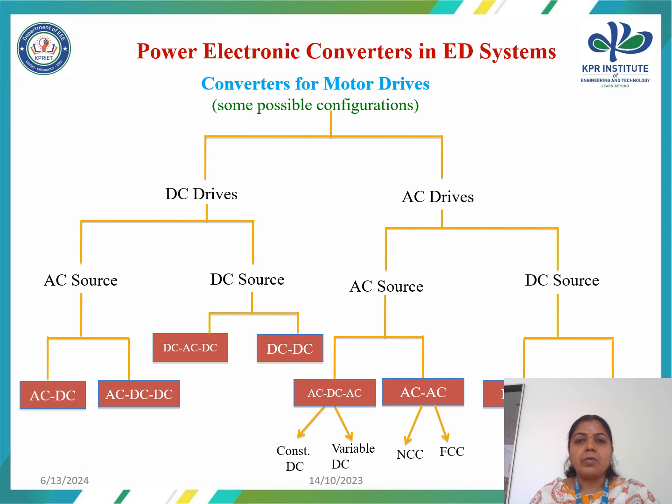The power electronic converters in this electrical drive system are classified into AC drives and DC drives. Again, based on the source, the DC drives can be from an AC source or a DC source. The AC drive can also be from an AC source or a DC source. Further, they can be classified as converting AC to DC, and fixed DC into variable DC.